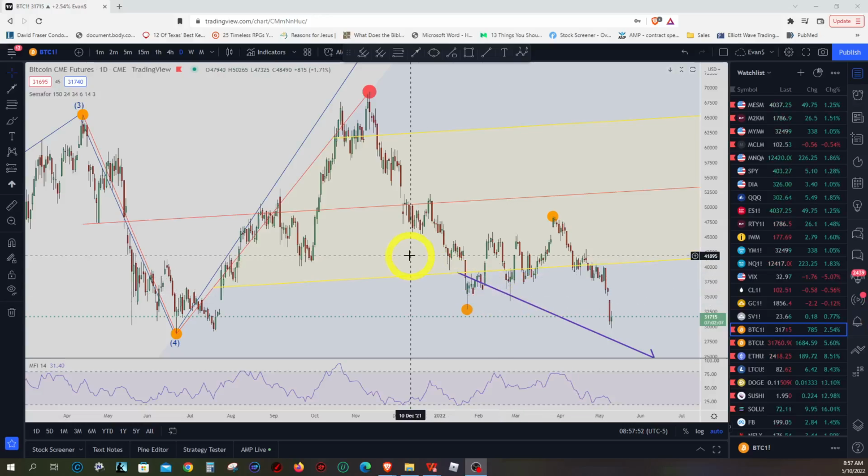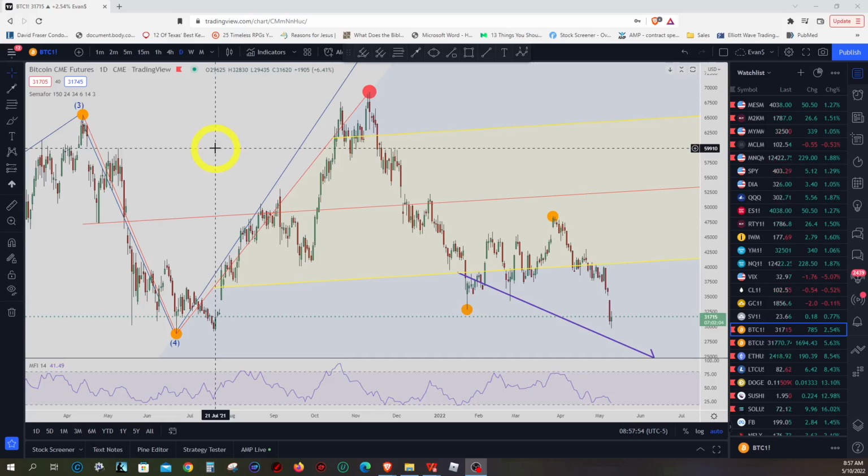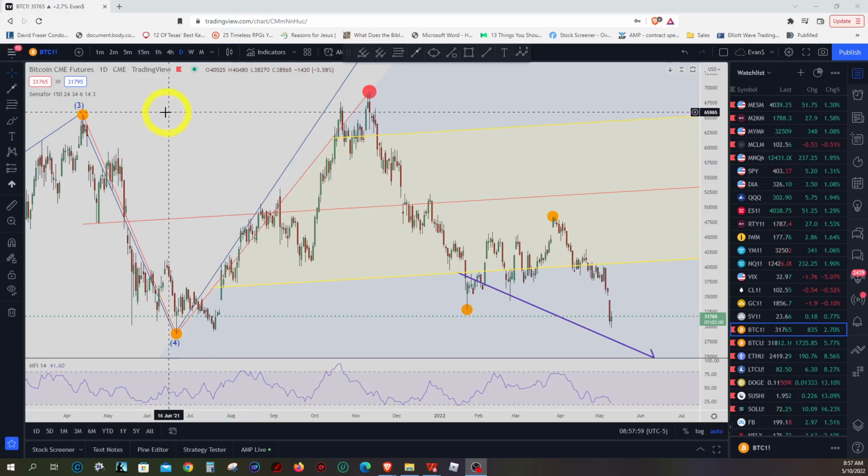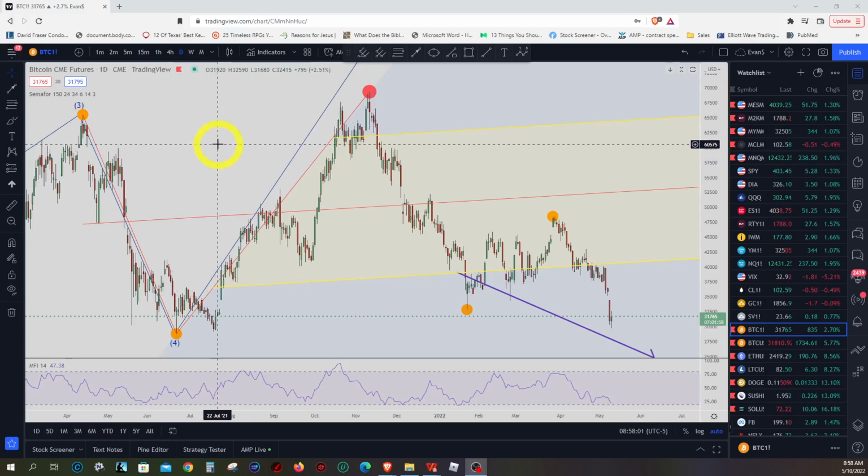So for Bitcoin, I want to make a quick video about where I think it is going to end up and where I'm going to start buying it again. So using the daily chart right here is the time frame we are looking at.